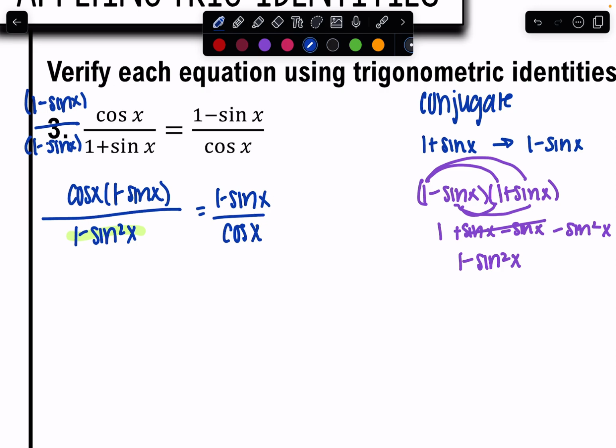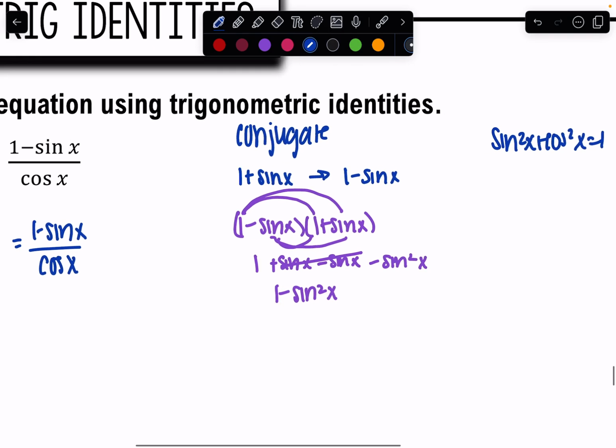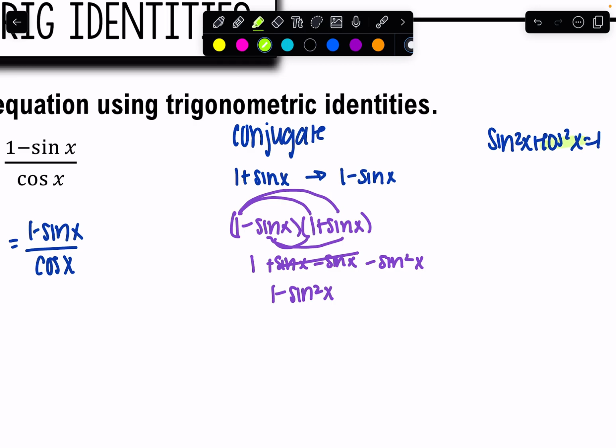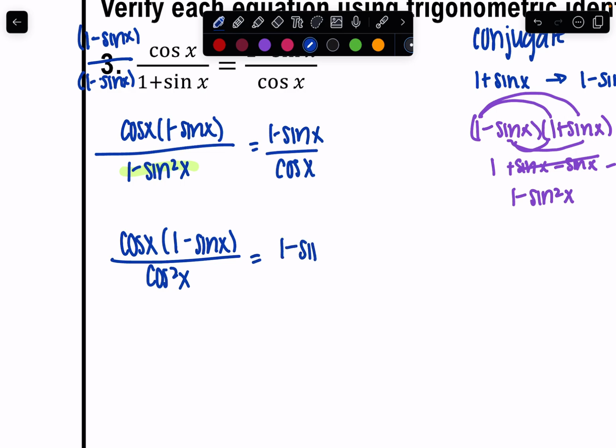Let's replace that. So that is the same thing as cosine squared. If sine squared plus cosine squared is 1, then 1 minus sine squared, if I subtract the sine squared over, is the same thing as cosine squared. So I'm going to substitute here. So we know cosine of x times 1 minus sine x over cosine squared is 1 minus sine x over cosine x. So that would be my next step, is try to substitute. Try to break down, make smaller. Okay, 1 minus sine squared, now I turn that into 1 term.